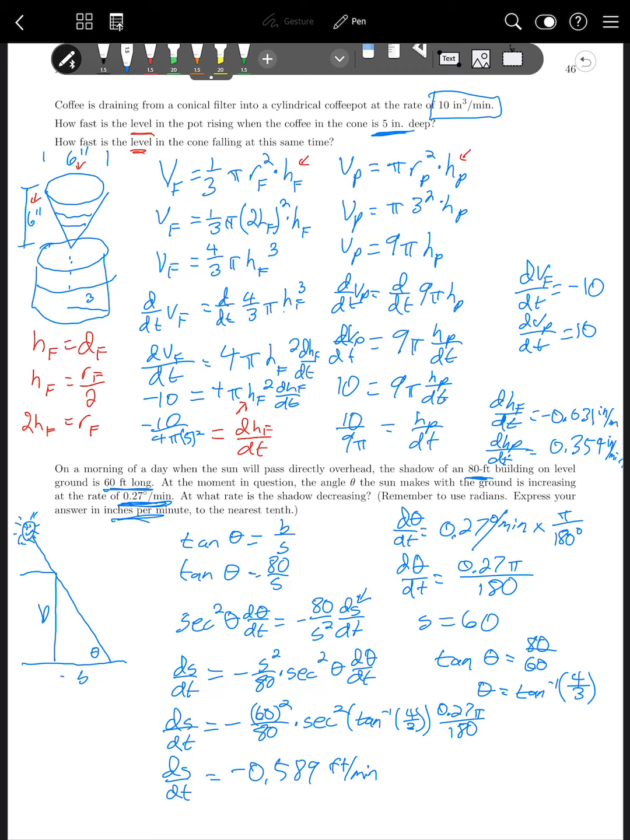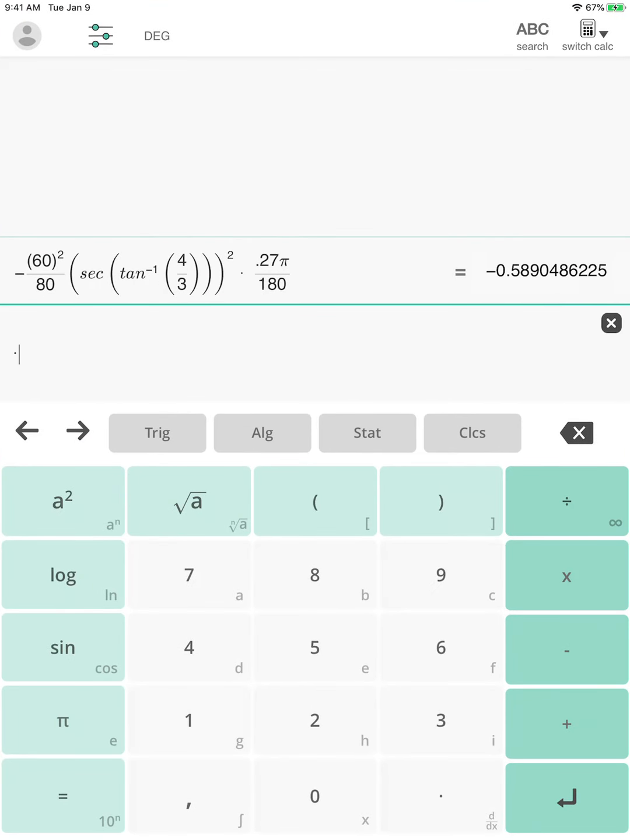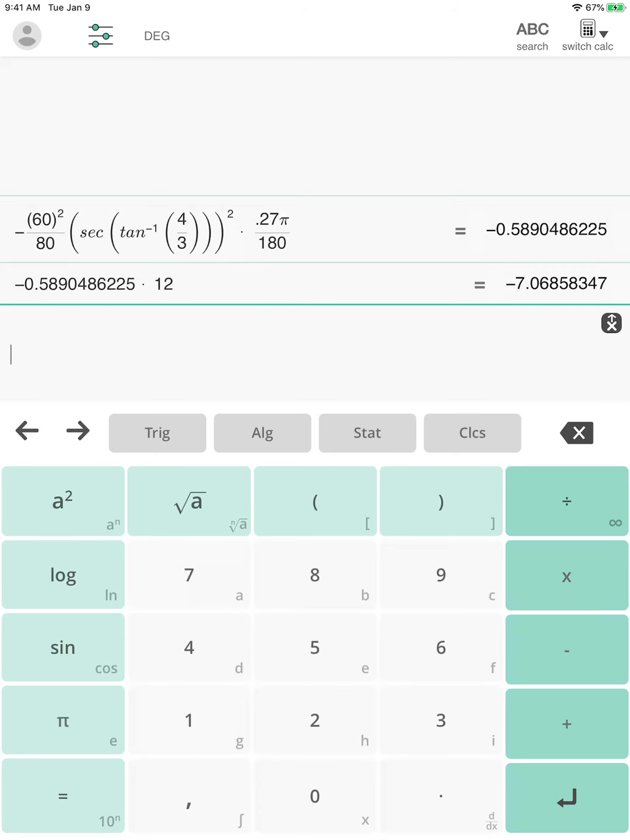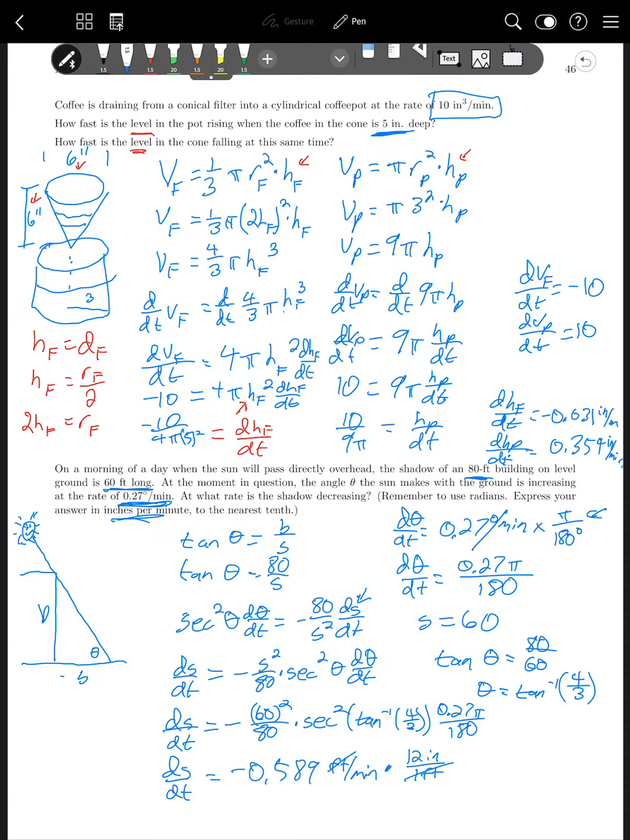So what I need to do is another conversion like I did here into radians. I need to convert this into inches. So you just multiply by 12 inches in 1 foot, and that'll cancel out the foot units and leave us with inches. So we're going to multiply by 12 and then round to the nearest tenth. You can double click on the answer you just got times 12. And so that's negative 7.1 inches per minute. And there's the correct answer. Okay, so that's the idea. We had a little struggle there, but we figured it out in the end.